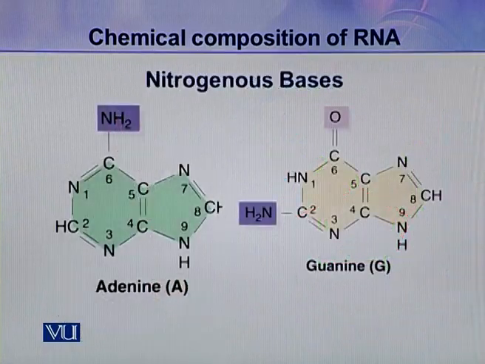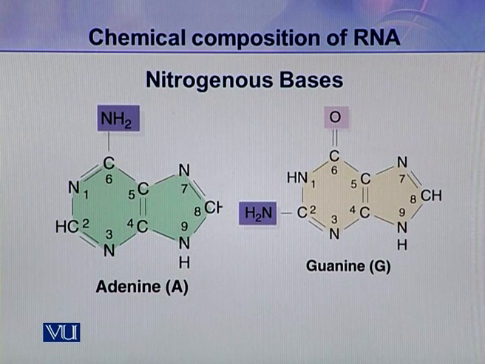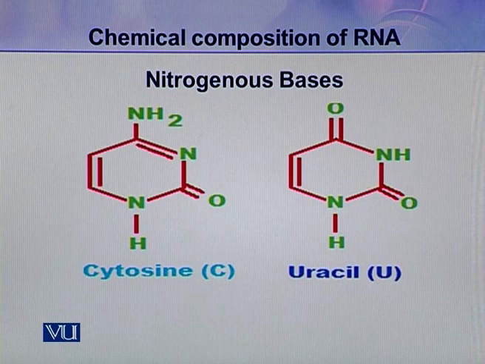The second component of ribonucleic acid is the nitrogenous base. There are mainly two types of nitrogenous bases present in the ribonucleic acids, and these are purines and pyrimidines. Two types of purine bases, that is adenine and guanine, are present in the ribonucleotide. These two bases, adenine and guanine, were also present in the deoxyribonucleotide. The next two types of bases, the pyrimidines, are cytosine and uracil.